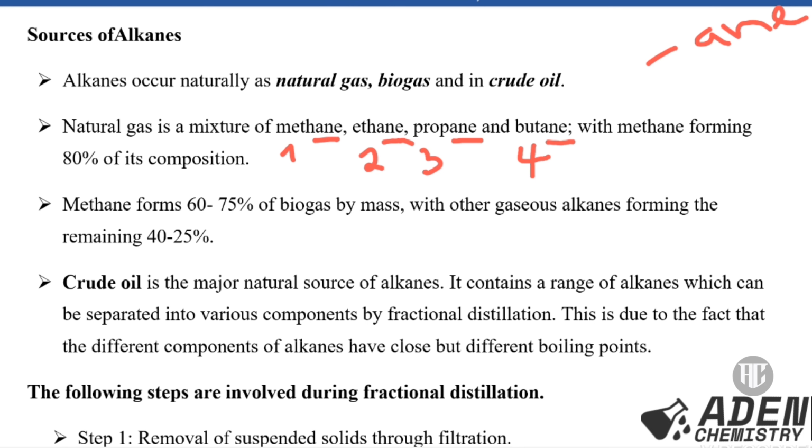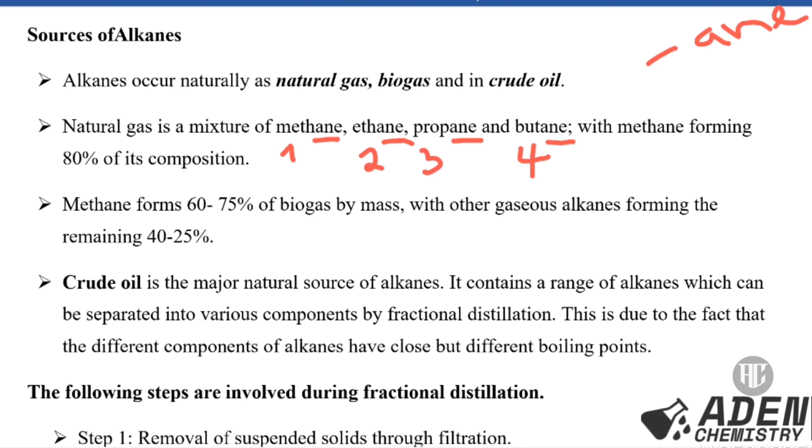So we are saying natural gas is a mixture of methane, ethane, propane, and butane, with methane forming 80% of its composition. That means when we're talking about natural gas, the main component is methane because it forms 80% of its composition by mass. Next, methane forms about 60 to 75% of biogas from biomass, with other gaseous alkanes, that's ethane, propane, and butane, forming the remaining 40 to 25%.